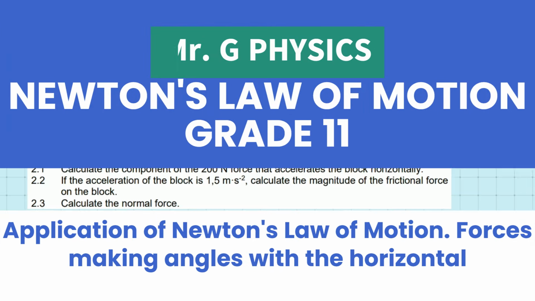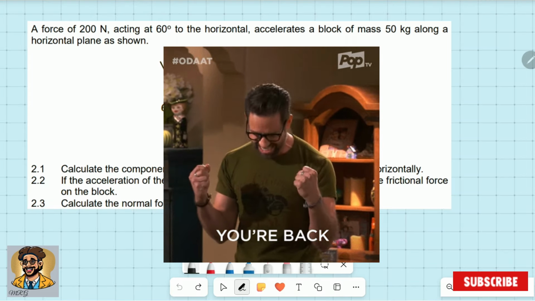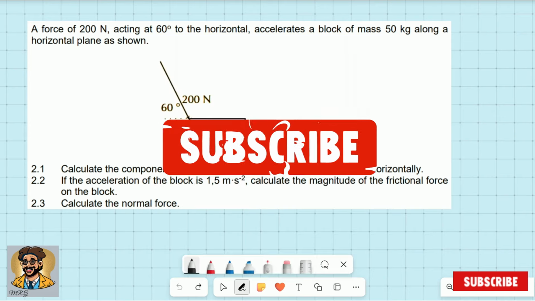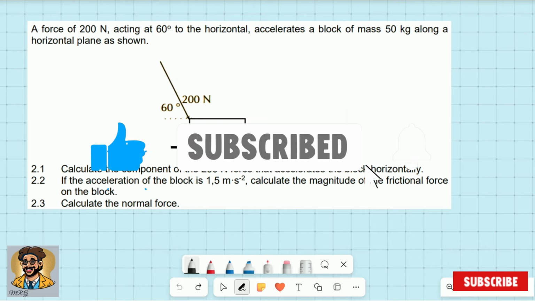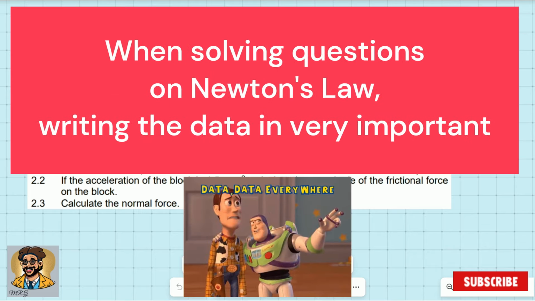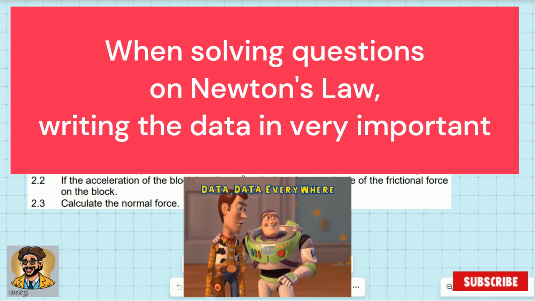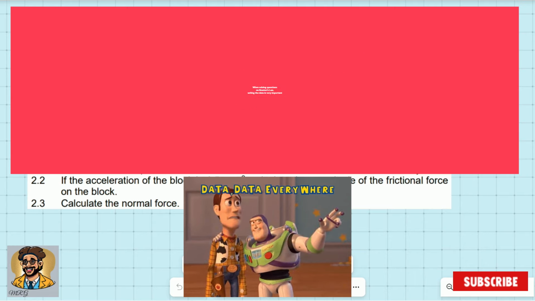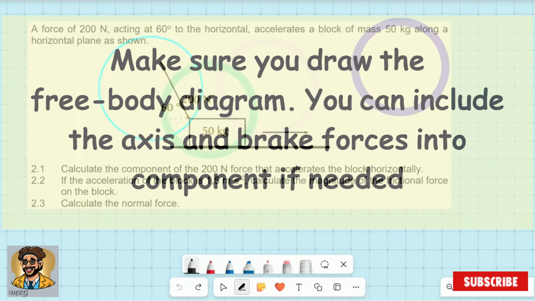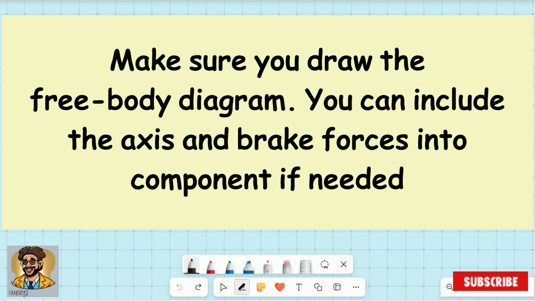Let's look at this question. When we solve Newton's law questions, there are steps to follow. One of the first things you must do is write the data. You need to be used to writing the data, because you need to know what you have and what you've been asked for in order to select different formulas and laws. Second, you do need to draw the free body diagram, and if possible with the axis.